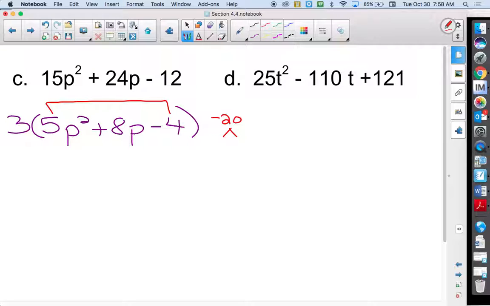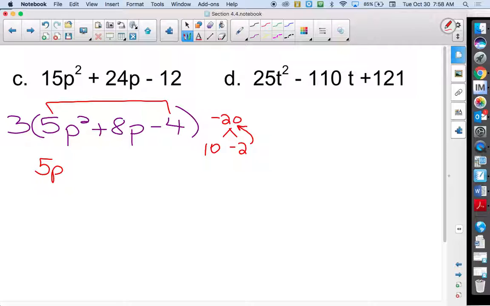Are there 2 numbers that multiply to be negative 20 that combine to be 8? 10 and negative 2. So 10 and negative 2 multiply to be negative 20. 10 minus 2 combines to be a positive 8. So we're good so far. Next step would be to split it apart.